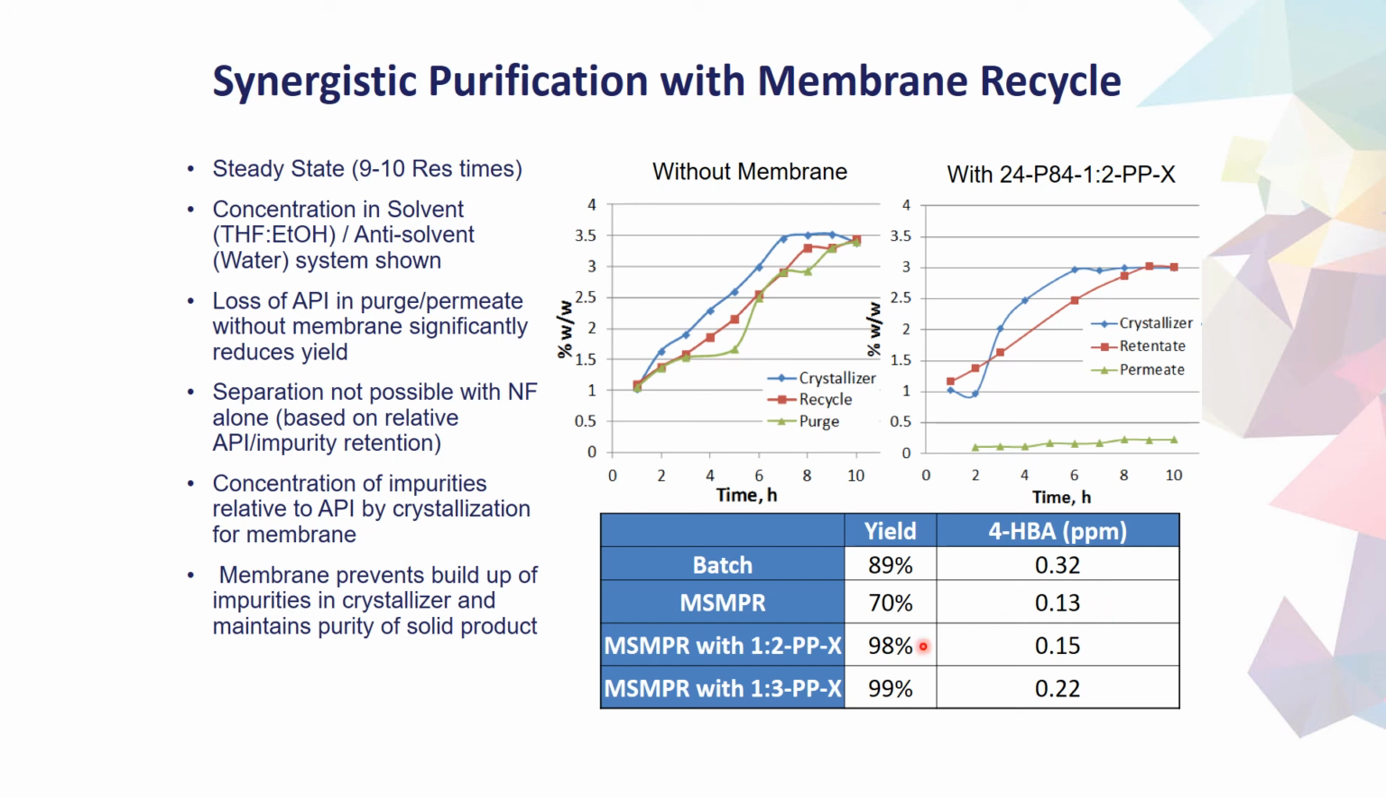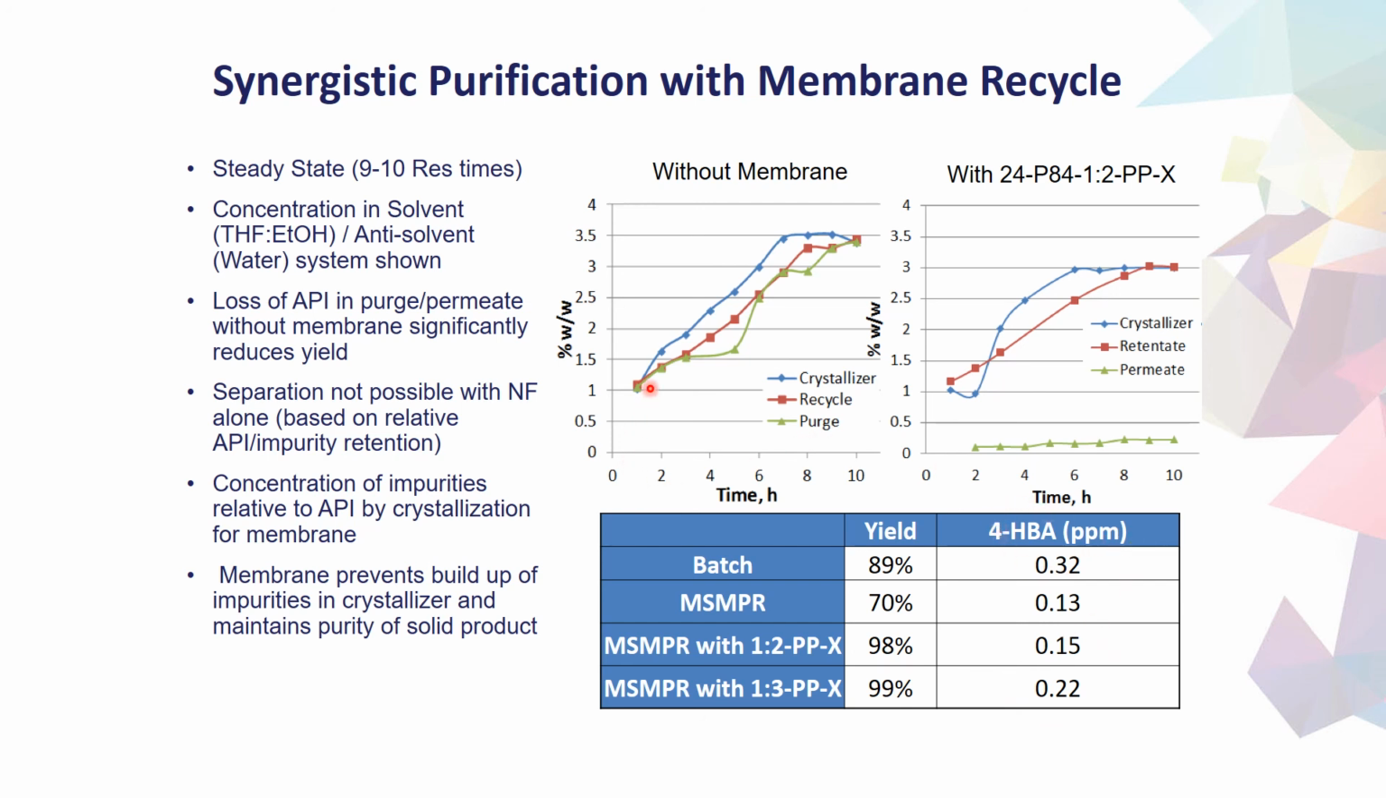When a recycling strategy with two different membranes was included, it was found that the yield-purity trade-off could be greatly improved. So the yield could be pushed up to over 98 and over 99% while maintaining purity in excess of what could be achieved in the batch crystallization.